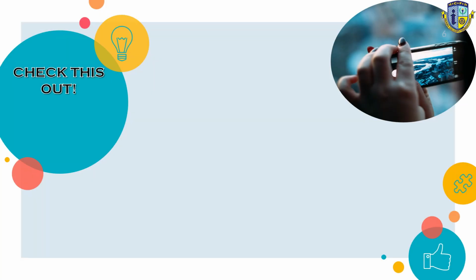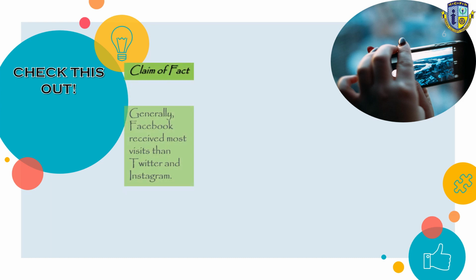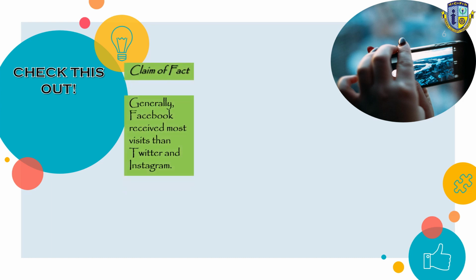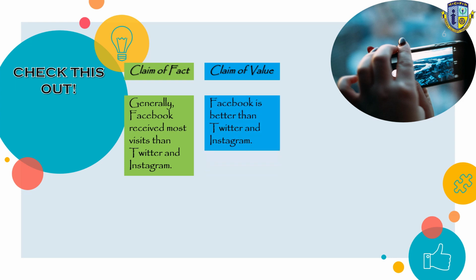So check this out. For the claim of fact, this is an example: Generally, Facebook received more visits than Twitter and Instagram. If we convert it into a claim of value, this will be the result: Facebook is better than Twitter and Instagram.